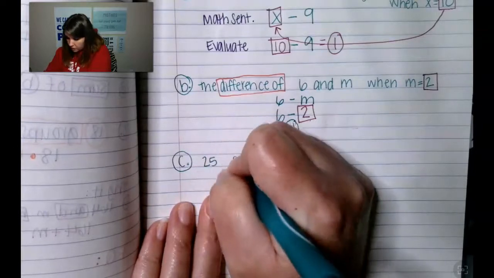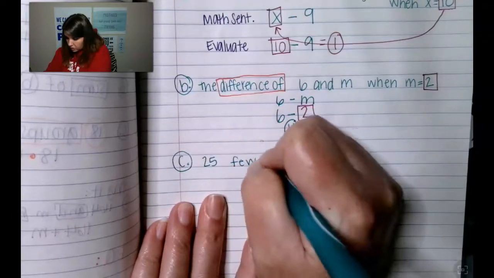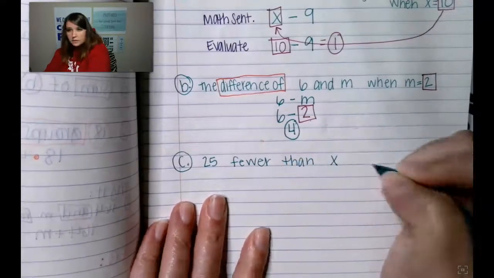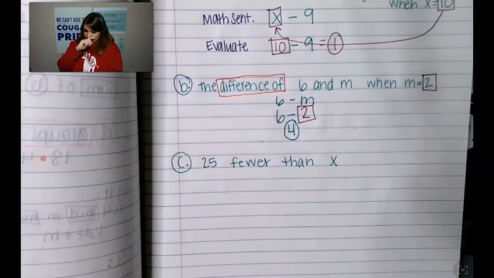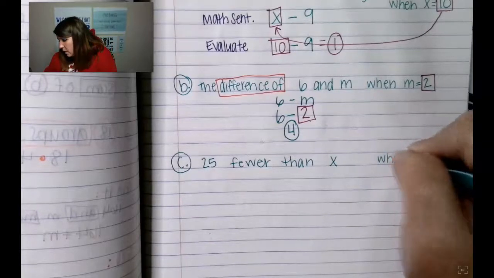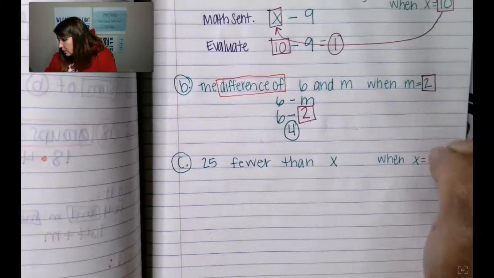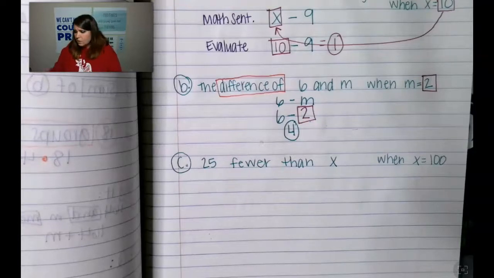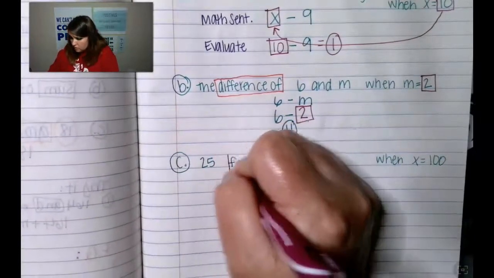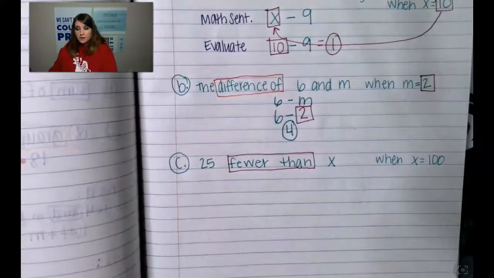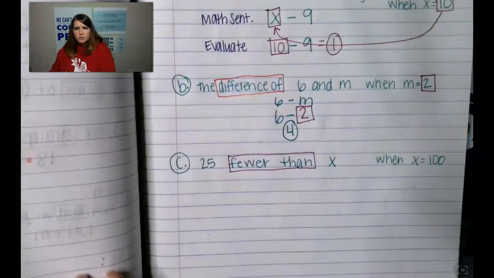25 fewer than x, 25 fewer than x when x equals 100. All right, so first job is to find our clue word. Our clue word is fewer than. Okay, 25 fewer than x.